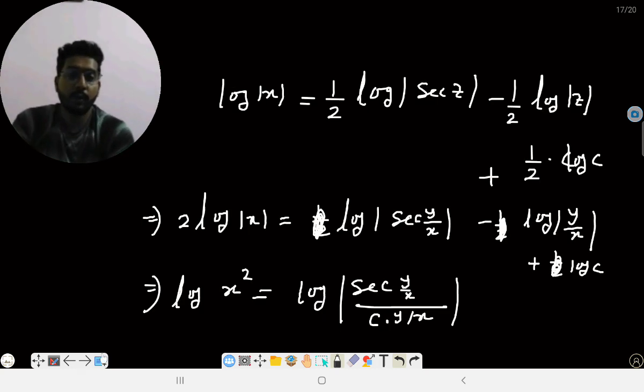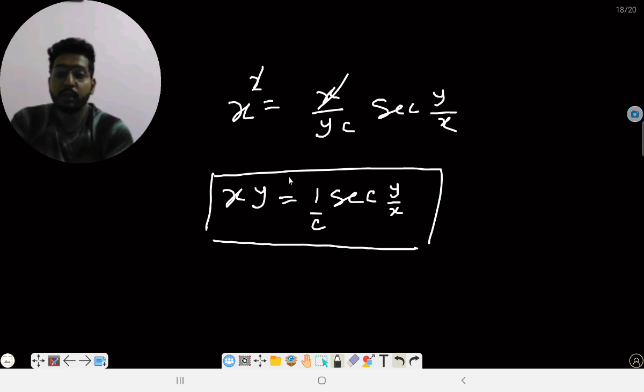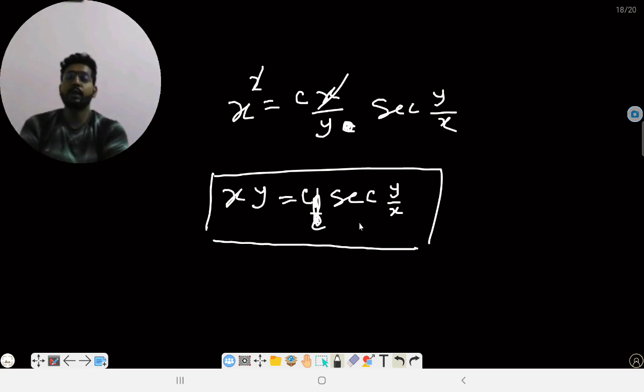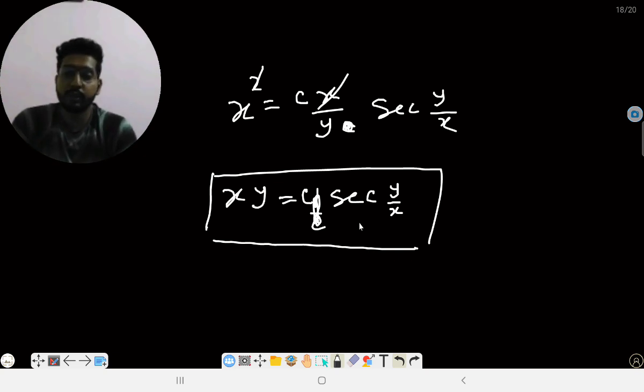Okay, so this is the way to solve this. Now here one thing is there, plus log c. Plus means there is a multiplication, so c here will be multiplied. So here it will be c sec y by x, so that will be the correct answer. So this is the way to solve this question.